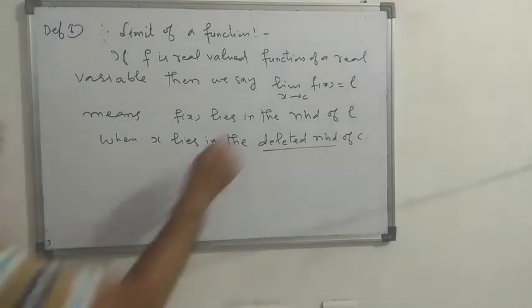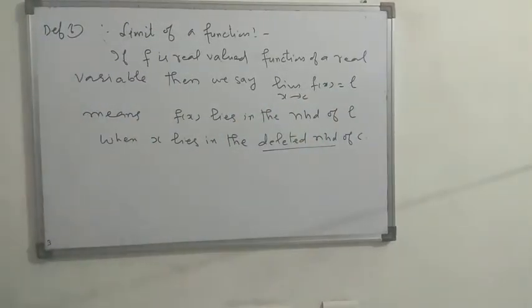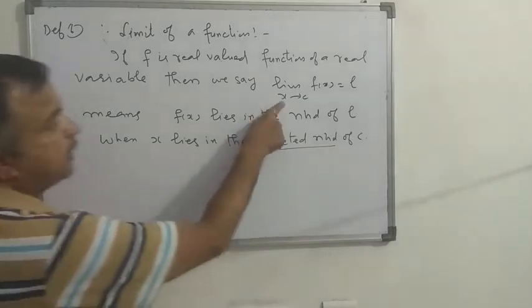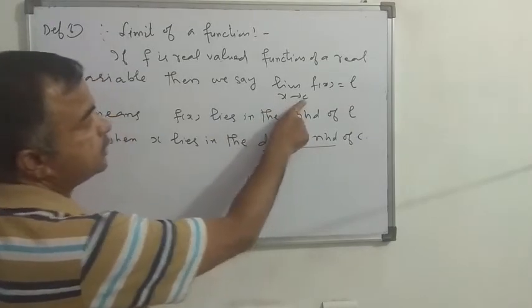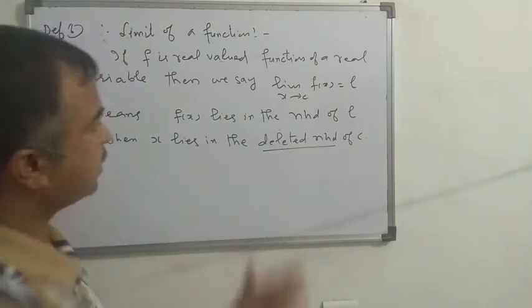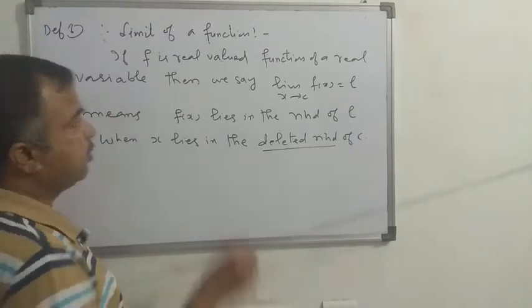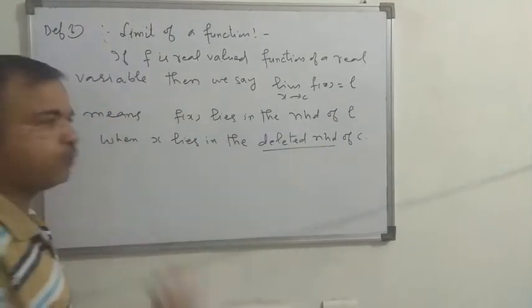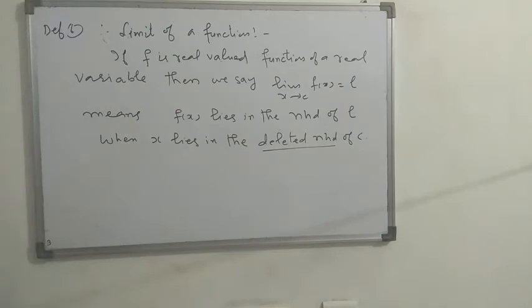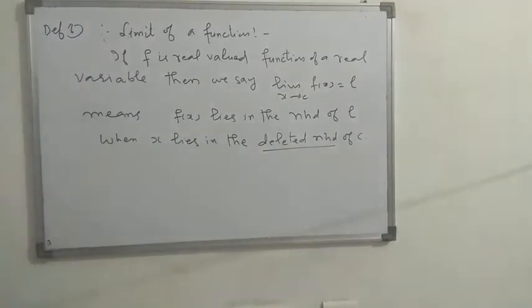What is the meaning of limit x tends to c of f(x) equals L? We say the limit exists if, when x lies in the deleted neighborhood of the point c, then f(x) lies in the neighborhood of the point L. This is important. We are considering the deleted neighborhood of c in the case of limit, but f(x) lies in the neighborhood means it may or may not be equal to L, but for the point c we are just considering the deleted neighborhood of the point c.